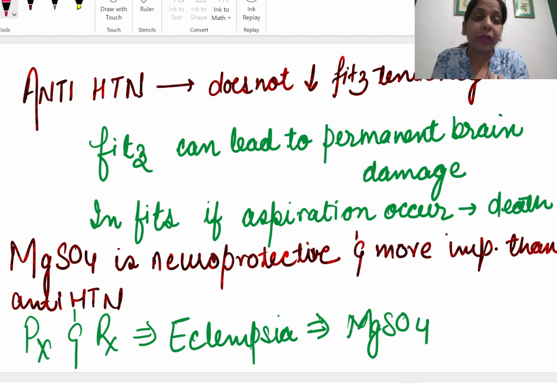Magnesium sulfate, because even if vasospasm is occurring, the magnesium sulfate will not let the fit occur. And what is the treatment of eclampsia? Again magnesium sulfate, because if the fit is occurring, the magnesium sulfate will stop the fit and not let the second fit occur. So in the prophylaxis and treatment of eclampsia, both answers are magnesium sulfate.